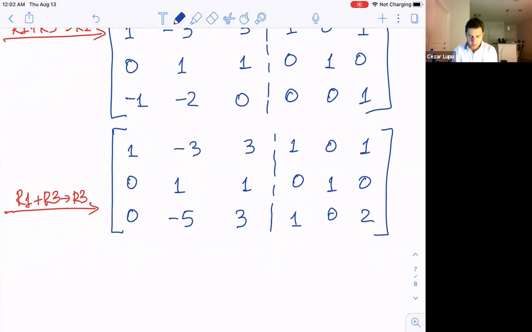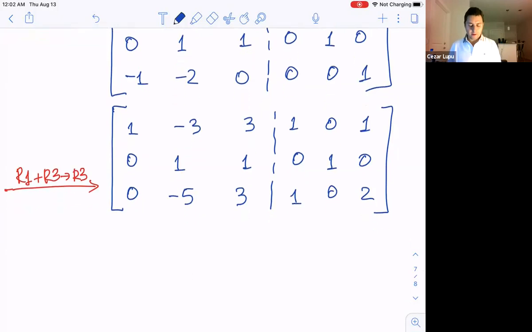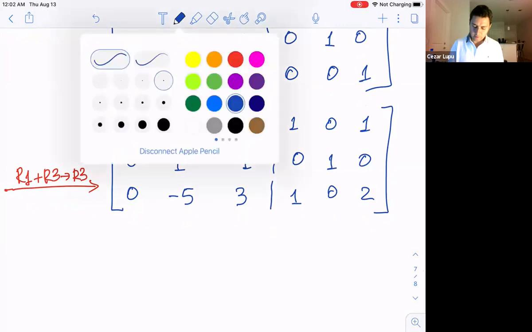Okay. And now, keep in mind, I always have this purpose in mind. I want to make the matrix on the left-hand side look as much as I can like the identity. Let's see. What else can we do here? As you can see, I have a -5. Maybe I should get rid of it. What if we multiply the second row by 5 and add it to the third row, and then this will be my new R3. Okay, let's do it.